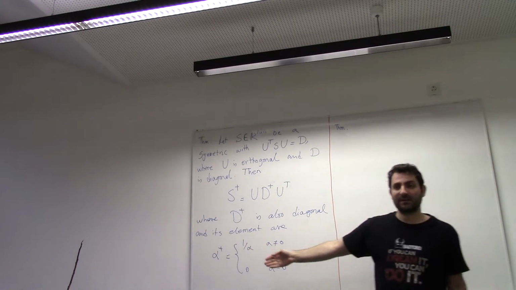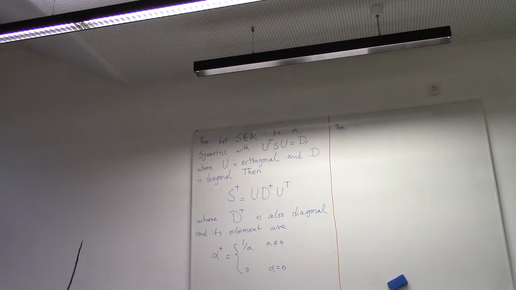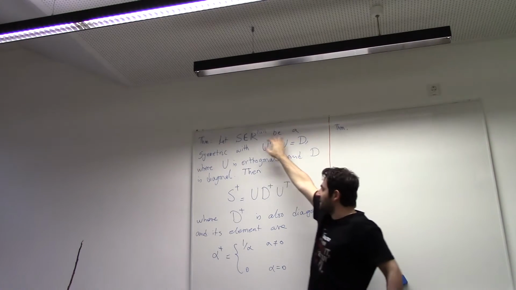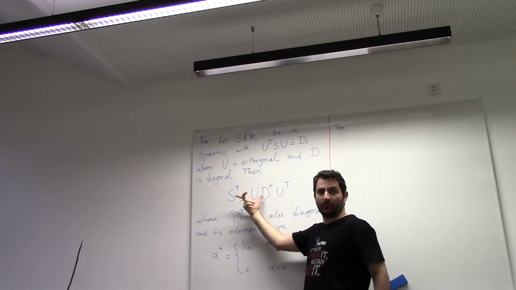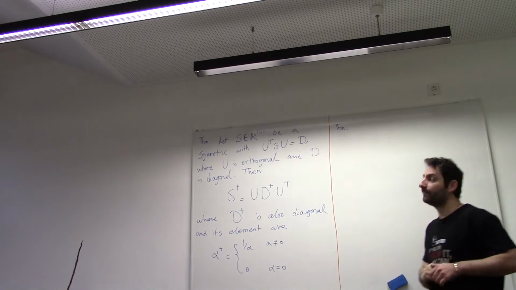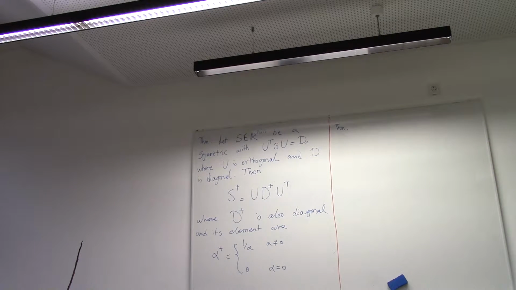Was it clear what's happening? I mean, lots of assumptions. So if S is not a square matrix, then we don't talk about this one. If U is not orthogonal, then we don't talk about this one. And if all those conditions are satisfied, then we can have S+ represented in that form.